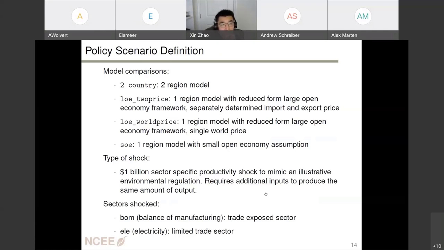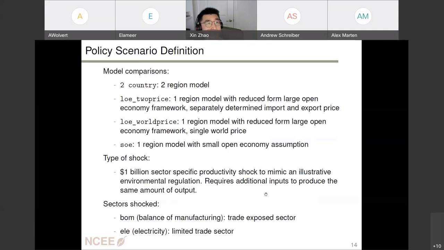The type of shock that we consider is a $1 billion sector-specific productivity shock to mimic an illustrative environment of regulation. I won't talk too much about this, but the way that it works conceptually is that we require additional inputs to produce the same amount of output, which is an illustrative means of representing your typical regulation that EPA might promulgate.